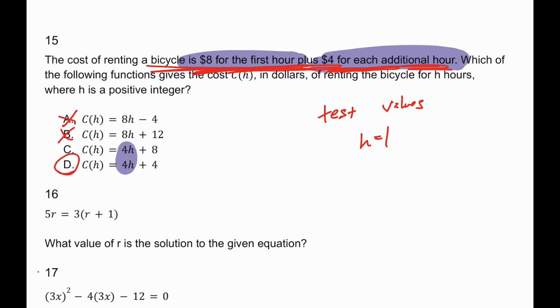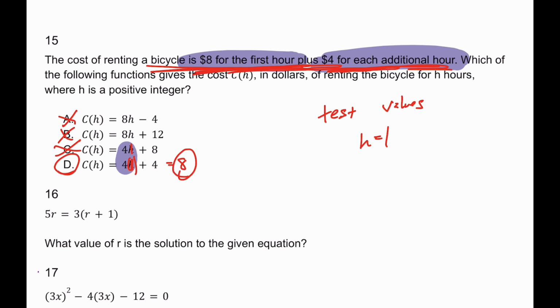I think the answer is D because when I plug in 1 for H, 4 times 1 plus 4 is equal to 8. It should only cost me $8 for that first hour. Whereas I think if I plugged in 1 for C, you get 12. Yeah, C is not good.